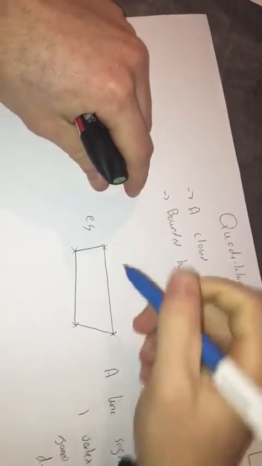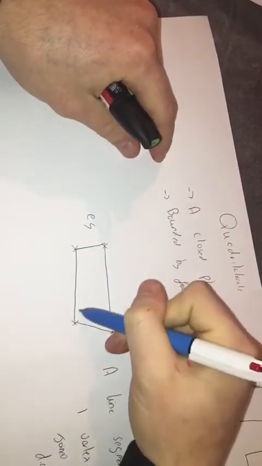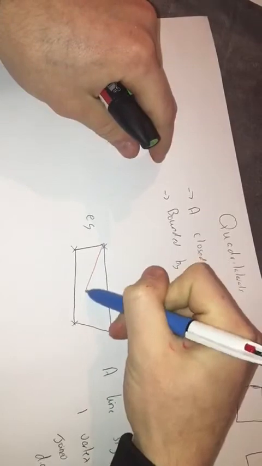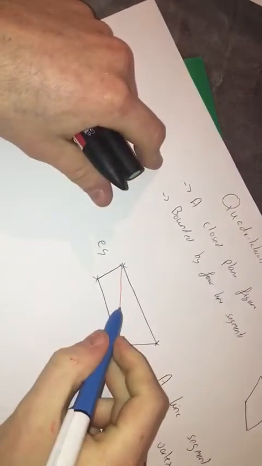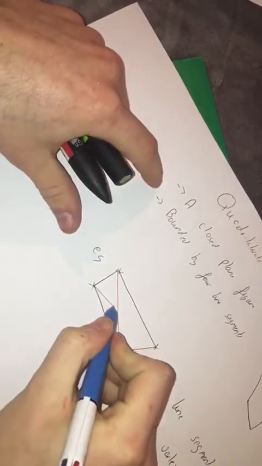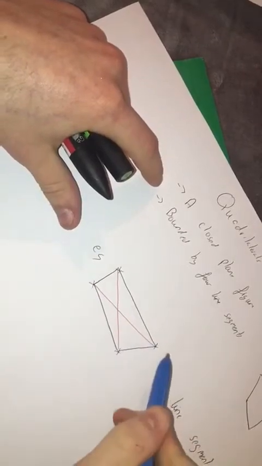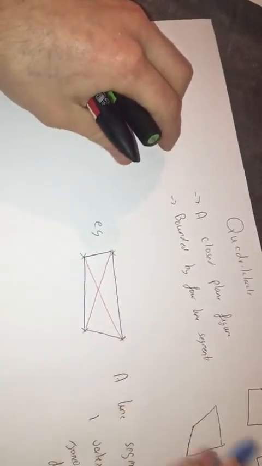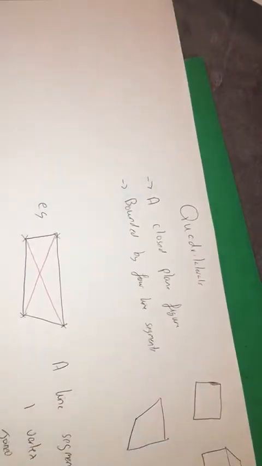So as you can see here, if I was to join this vertex and this vertex, like so, that'd be one diagonal. And then if I was to join the bottom vertex here with the top vertex, that'd be another diagonal. So that's the basic definition of a quadrilateral. Now a few examples of quadrilaterals.